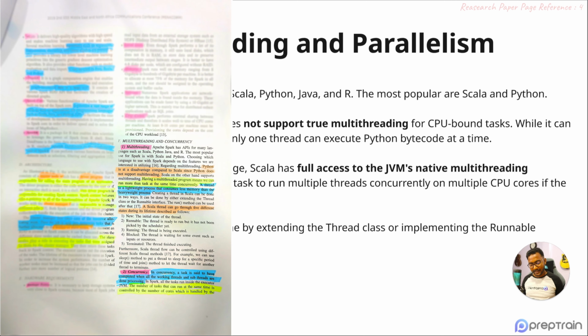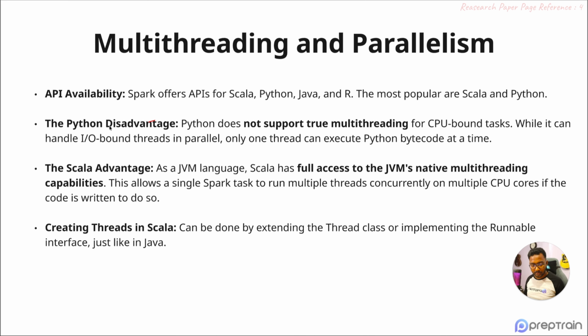Let's talk about the multi-threading and concurrency section, which is section F on the research paper, on page 4. This is talking about a very important and nuanced topic, multi-threading and parallelism in Spark. As we have already discussed, Spark gives the option of multiple languages, Scala, R, Python, Java, and likewise, but the most famous are Python and Scala. Your choice between them isn't just a matter of preference. It is an architectural decision as well. Let me explain why.